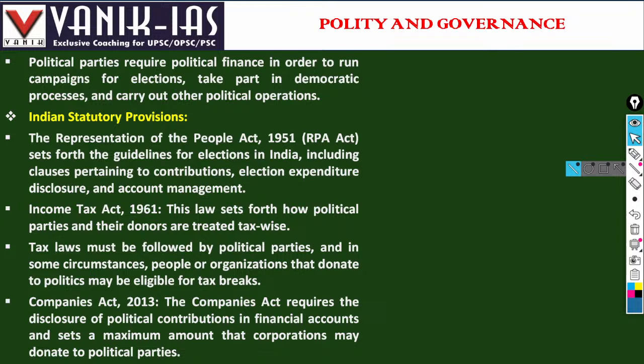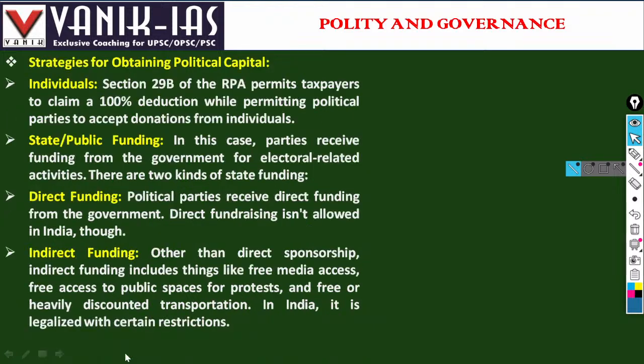Companies Act 2013. The Companies Act requires the disclosure of political contribution in financial accounts and sets a maximum amount that a corporation can donate to political parties. So, to remove the money power and the black money role in electoral funding, the Companies Act has also been amended in 2013, and it requires the disclosure of political contribution in financial accounts and sets a maximum amount that a corporation may donate to political parties.